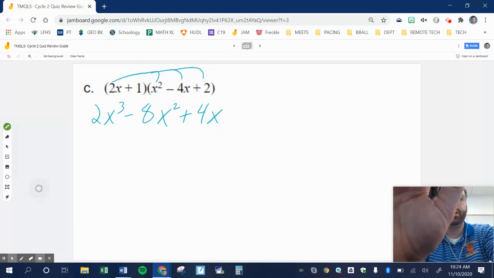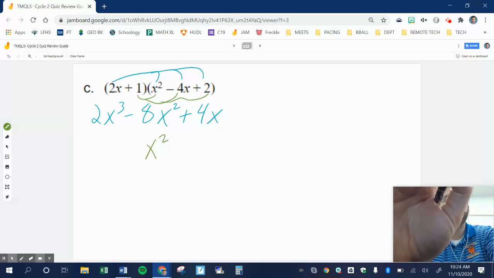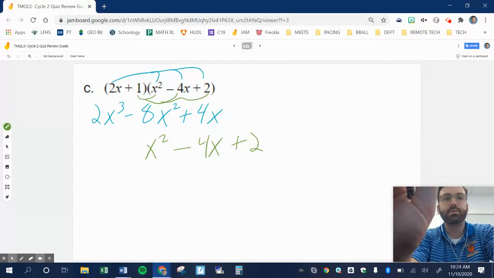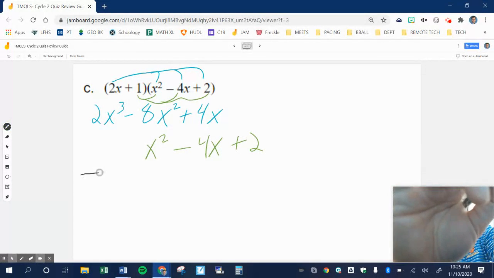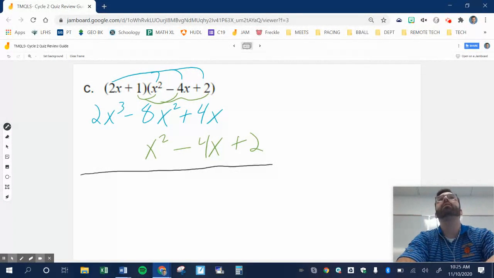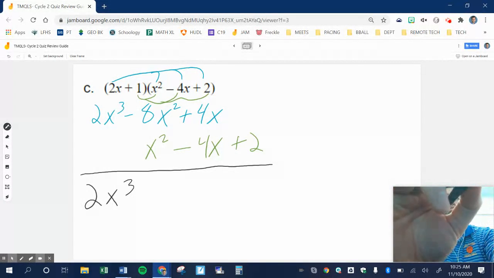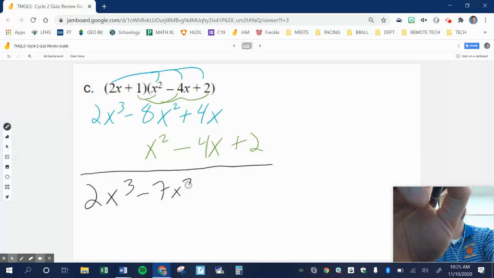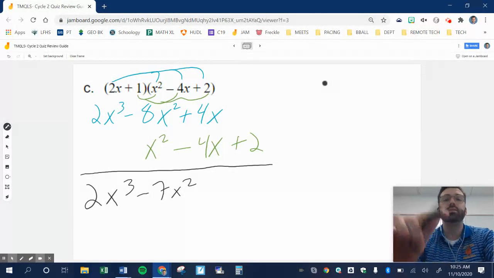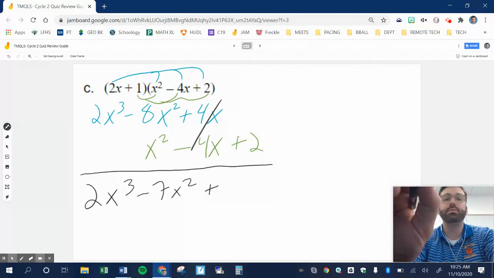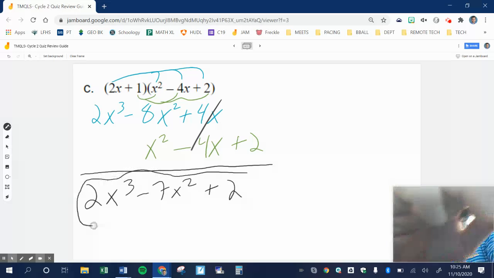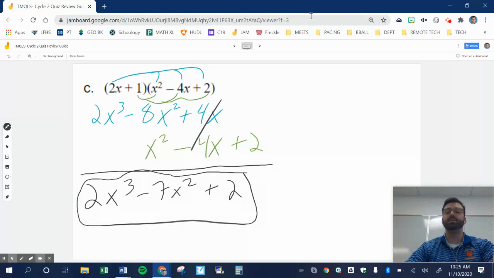Let's go green. And I just multiply 1 to everything. So 1 times x squared gives me x squared. 1 times negative 4x gives me negative 4x. And then plus 2. Remember when I taught you guys this, I did this so that you can add straight down. If I add straight down, I get 2x to the third. I got negative 8 and positive x squared, so I get negative 7x squared. My 4x's cancel out. And then I just get plus 2. And that would be our simplified answer. I'm going to stop this video here and then pick up on the next one.